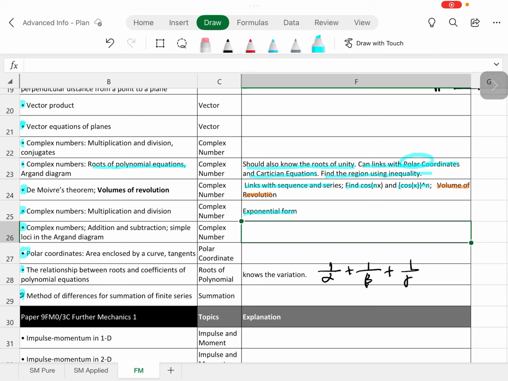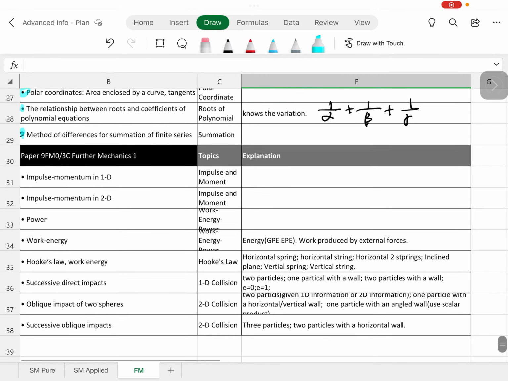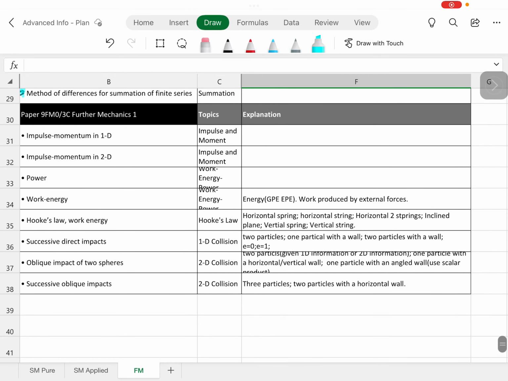I'm going to pause for 30 seconds and then move on to Further Mechanics 1. All right. Now for Further Mechanics 1, it's basically everything.